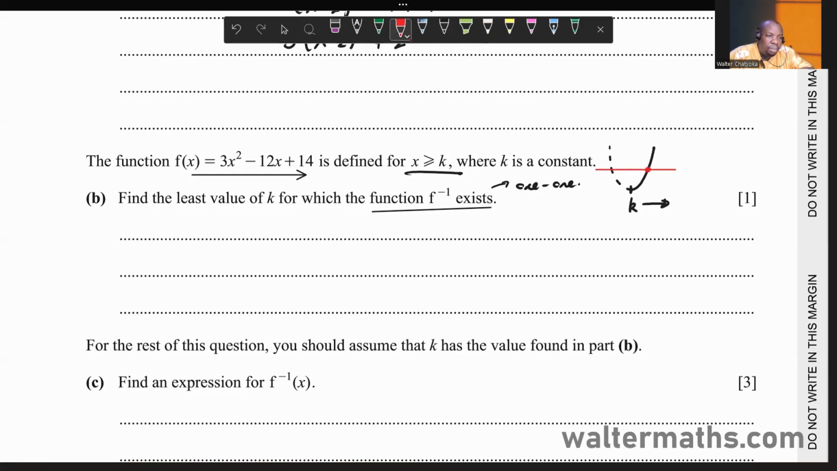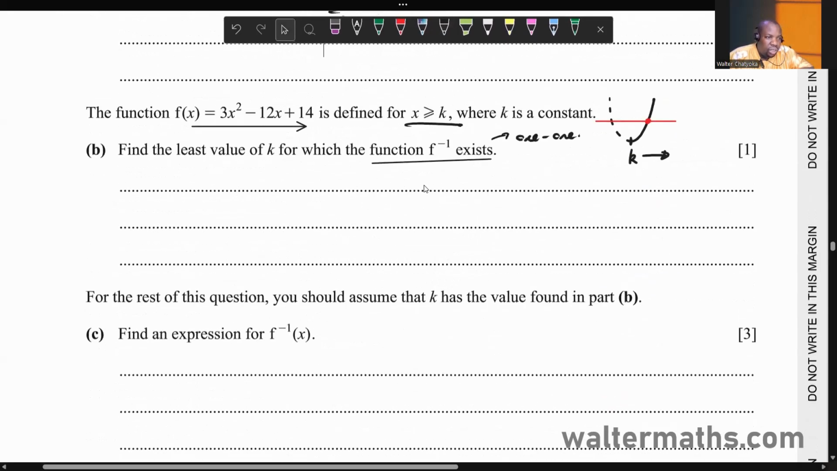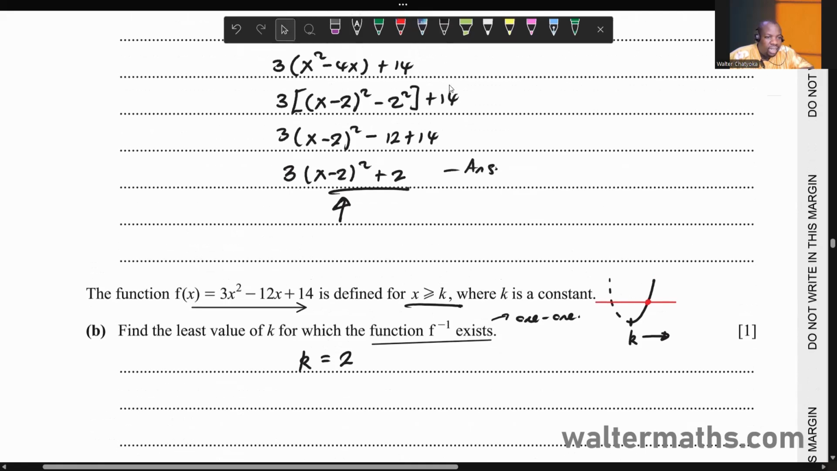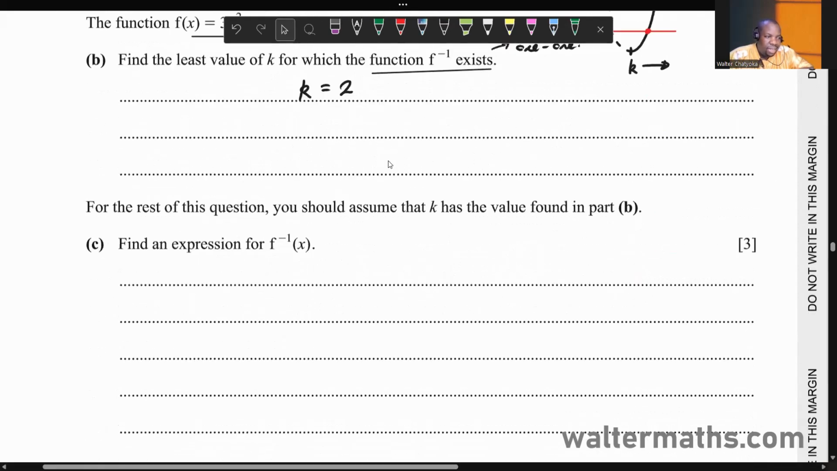So that can only happen when the minimum value that k can take is the minimum x value. All right. So the minimum x value, we find it from the completed square form, which in this case is we take 2 here. All right. So k has to have a value of 2. Okay, that's the minimum value that x can take to make this function 1-to-1 so that the f inverse of x exists. Let's go on to the next one.